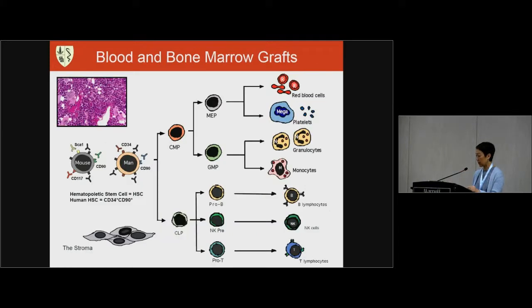So this is the tissue that we as transplanters transplant. It's a heterogeneous mixture of cells, and as you can see, there is the stem cell. We transplant the stem cells, the downstream progenitors, and the mature cells. So from a bone marrow transplanter's perspective, we only really need the stem cells to engraft, but as clinical transplanters, we transplant the whole tissue.